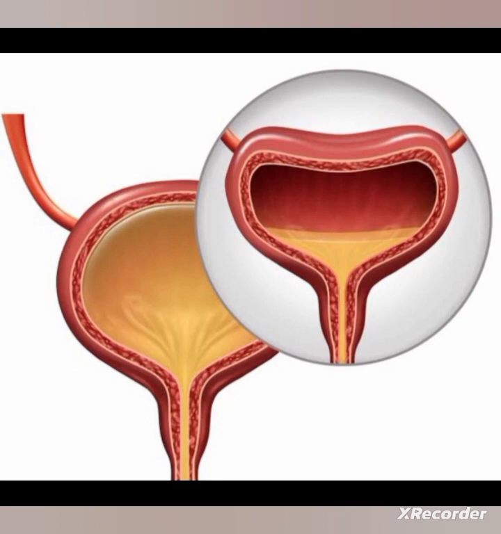If the person has a spastic bladder, the person empties the bladder continuously, because there is no regulation or control over the bladder. That's why the bladder will be continuously emptying. That is what happens in overactive bladder.